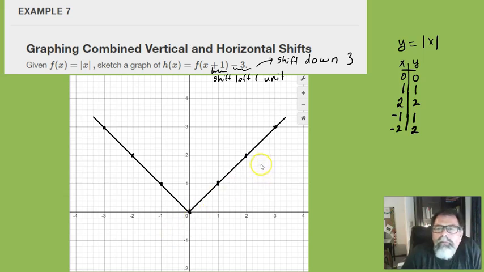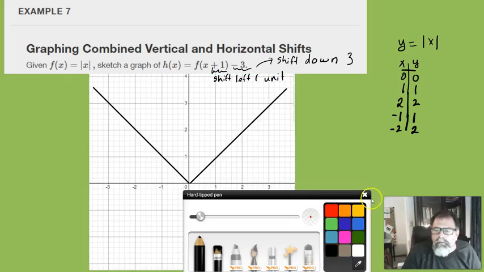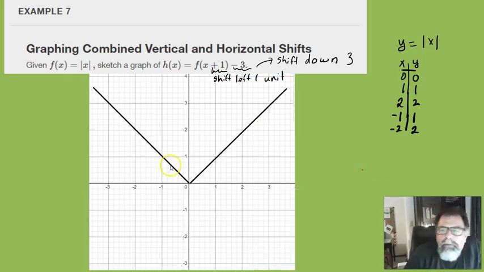Oh, I didn't make my graph big enough. Darn it. Okay, let me try this again. Okay, so I changed the graph. So I'll do red for the new graph. So the 0, 0 is going to get shifted left 1 unit, down 3. Now the way that I actually do this is I go back to my original graph. So I'm not going to take each point and shift it left 1 unit, down 3. I mean, you certainly could do that. Then this one, left 1, down 3.